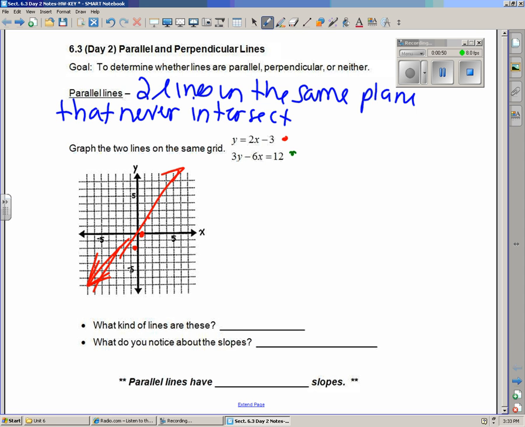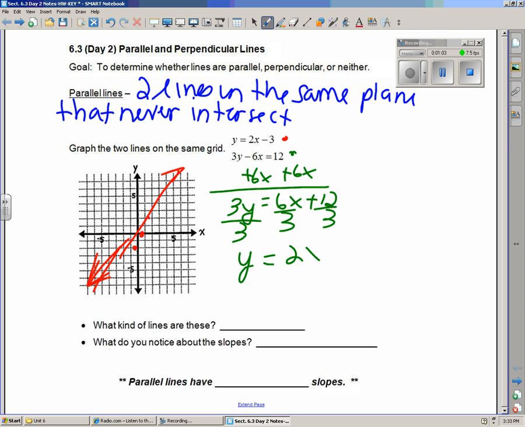The next line I'm going to graph in green, and I need to actually add 6x to both sides. 3y equals 6x plus 12. Divide by 3, divide by 3, divide by 3. y equals 2x plus 4. So here I'm going to begin at the y-intercept at 4, and I'm going to go up 2 over 1, down 2 left 1, and there's a graph of two parallel lines.